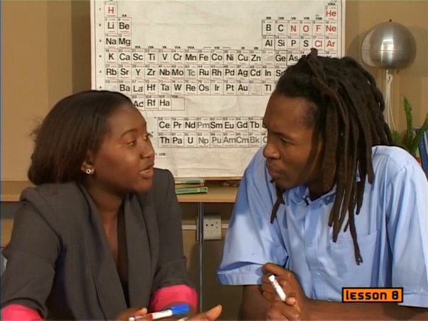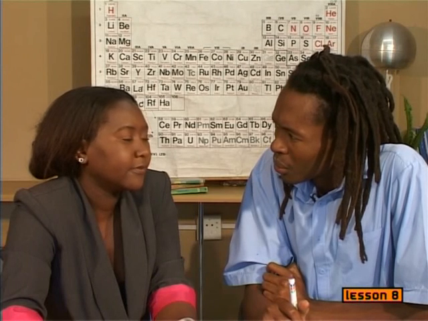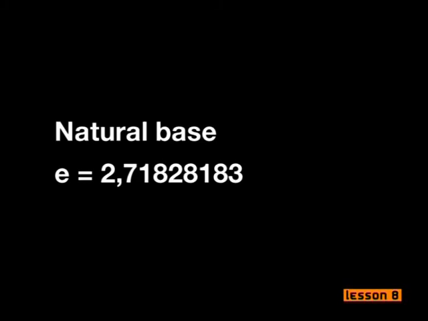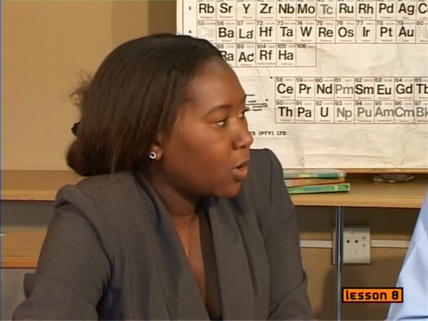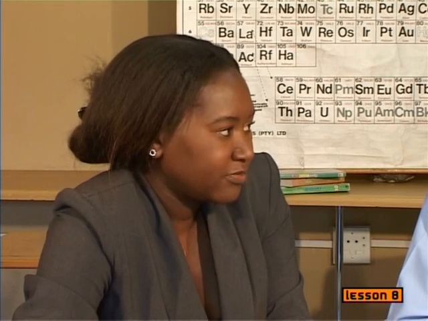Generally, when we work with logs, we use a common base 10 or a natural base e. E, what does the e stand for? E is what we call a natural base. It's a bit like pi. It's an irrational number equal to approximately 2.71828183. A natural log or a log with a base e is commonly used in the sciences, as is a log with base 10.